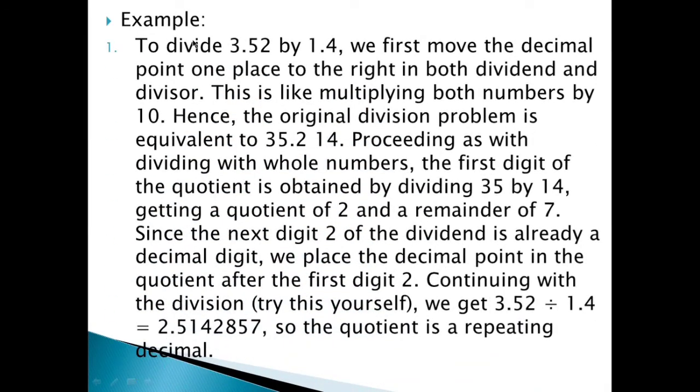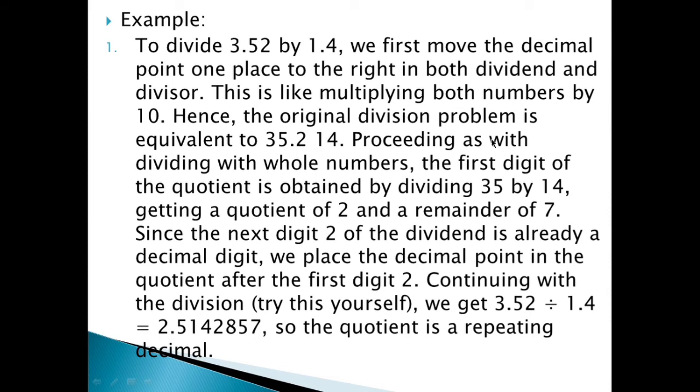Okay, so for example, to divide 3.52 by 1.4, we first move the decimal point one place to the right in both dividend and divisor. So this is like multiplying both numbers by 10. So hence, the original division problem is equivalent to 35.2 divided by 14. Okay? So, if you notice, we only moved one place, which gives 35.2 divided by 14.